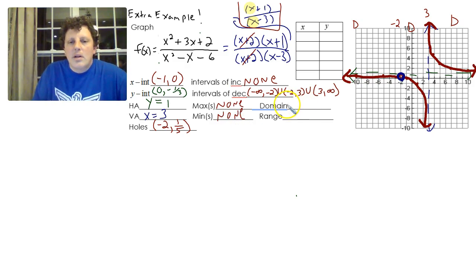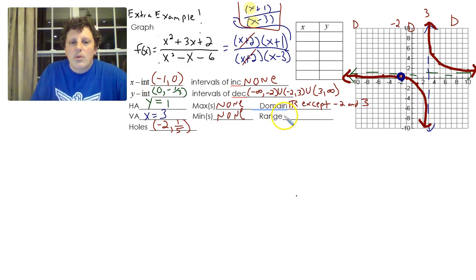All right, so limits on the domain. All real numbers except any x value of a hole is a limitation on the domain. So this hole has an x value of -2. That's a limit on the domain. Any vertical asymptote is a limit on the domain. So not at -2 and not at +3. Those are the two places that x does not exist.